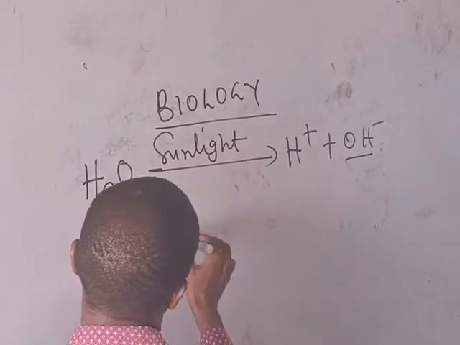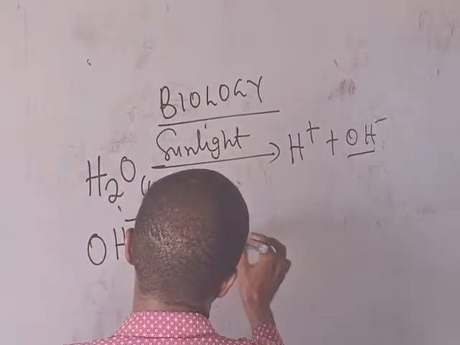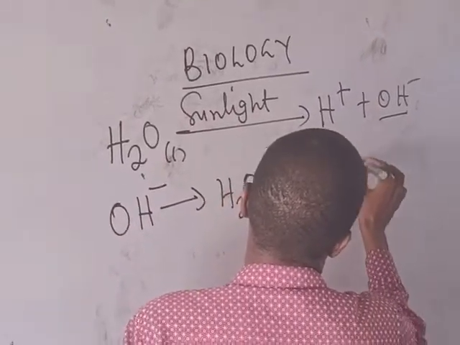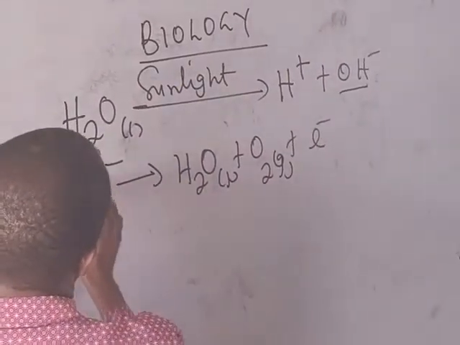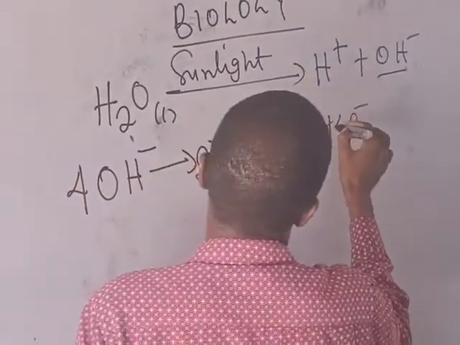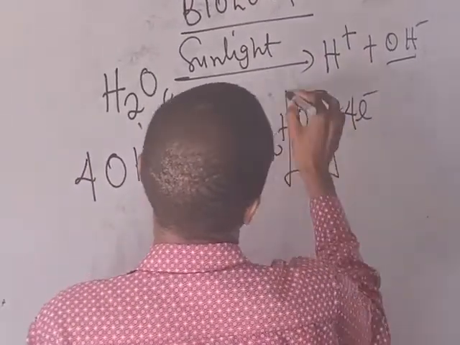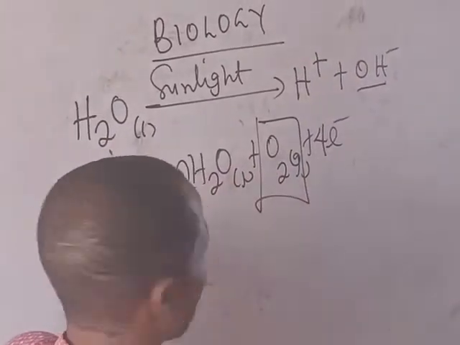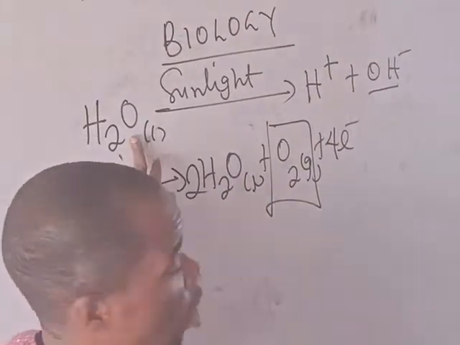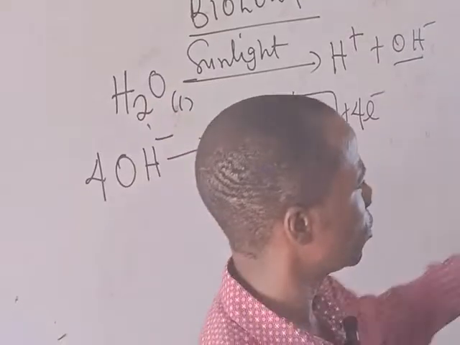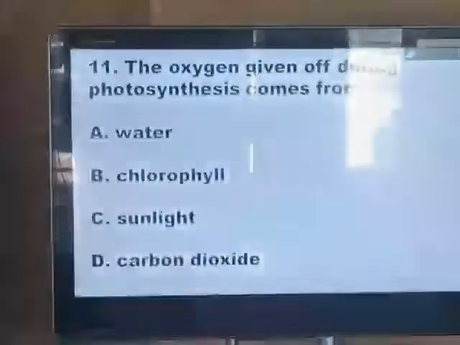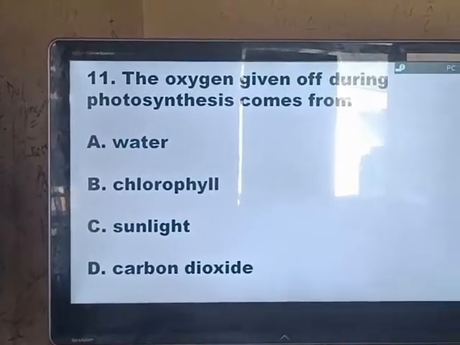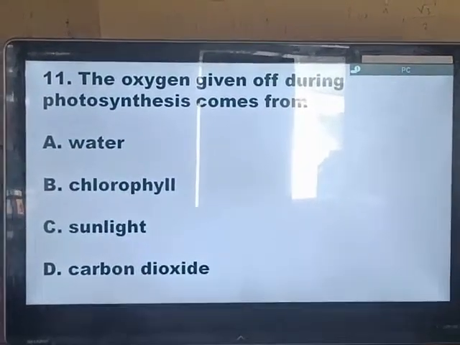OH minus now produces water, oxygen gas, and then electron. And to balance it, we have 4 OH minus, 2 H2O, and 4 electrons. So we can see the oxygen that is given up is coming from hydroxide ion, and the hydroxide ion is definitely coming from the water molecule. So the correct answer is option A, water. The oxygen that is given up during photosynthesis definitely comes from water, option A.